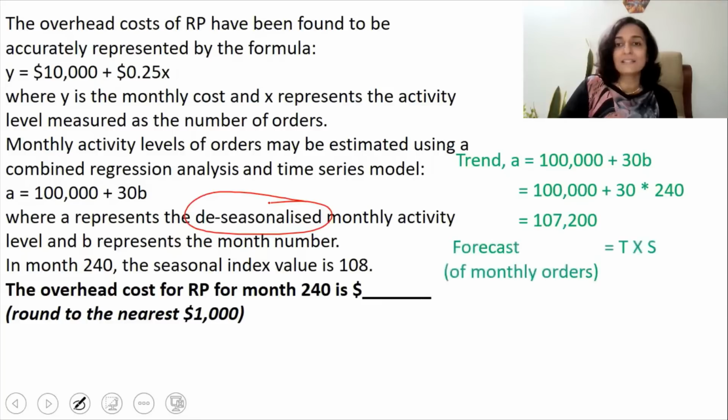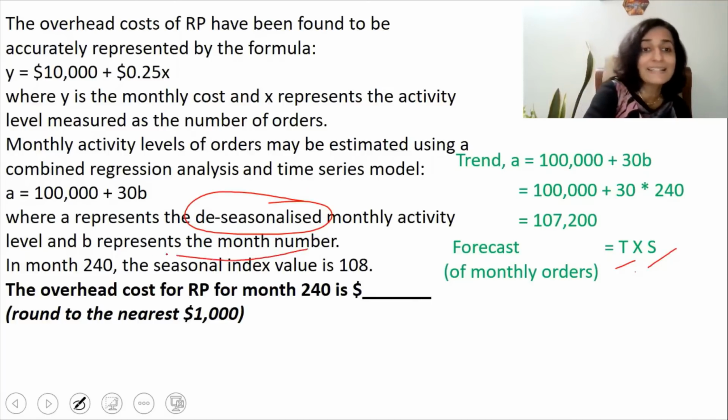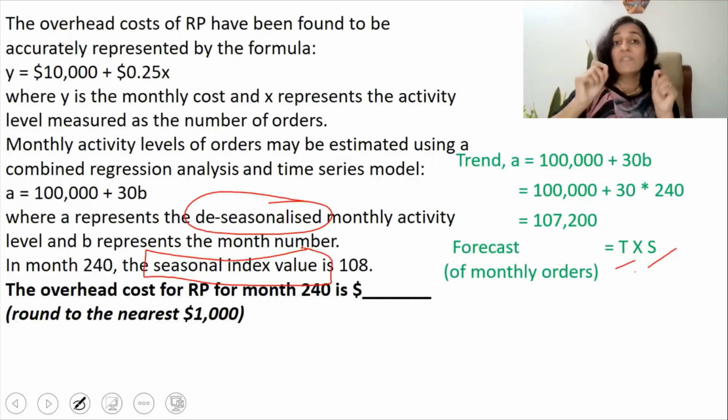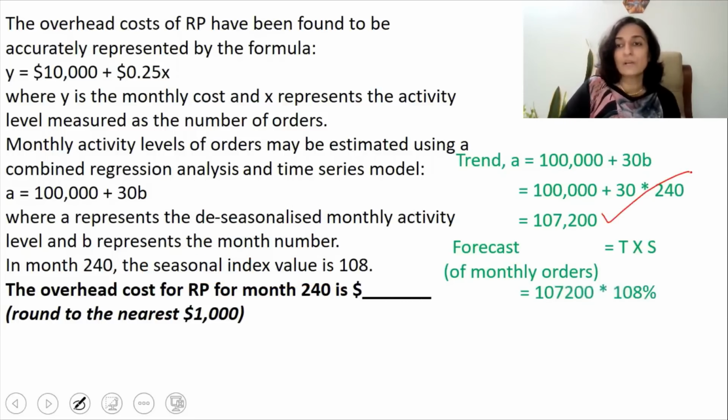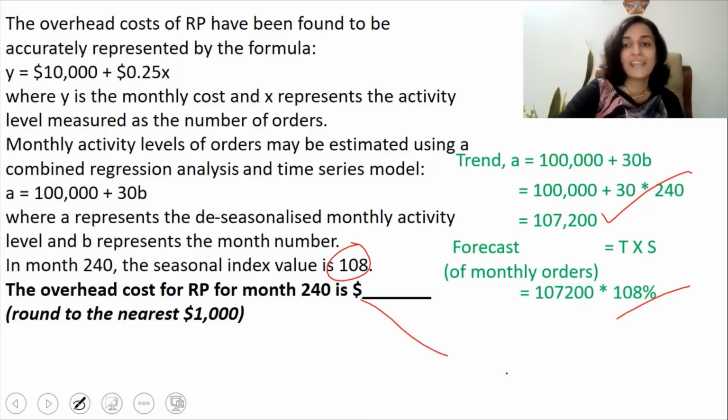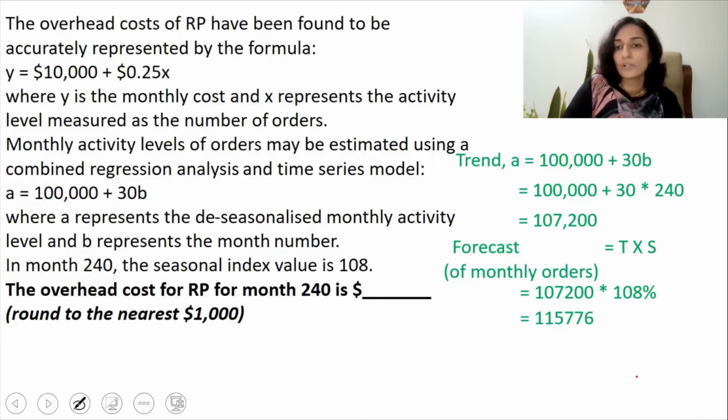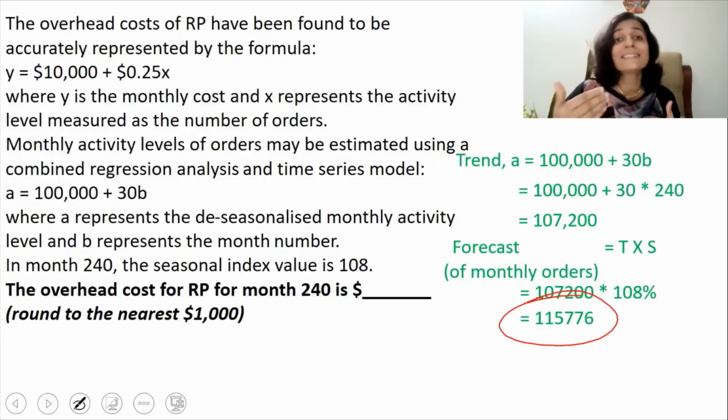Now we will forecast the sales, which is given by trend multiplied by seasonal fluctuation. Why did I take multiplication? Because it is given seasonal index value. Whenever index value is mentioned, it is a multiplicative model, which means that you have to adopt T into S or trend into seasonal fluctuation index. So here T is 107,200 and S is 108%. So we get the forecasted sales or the monthly orders as 115,776.